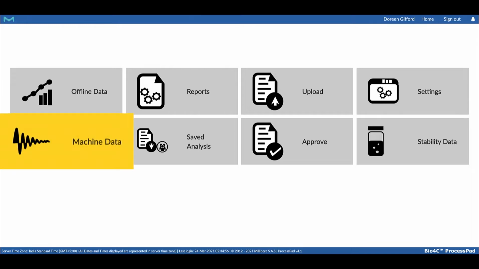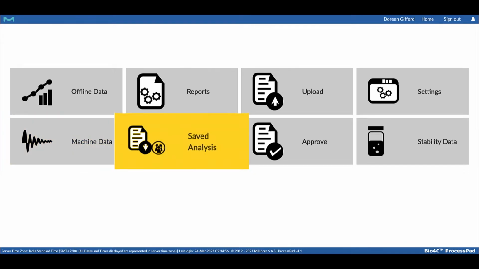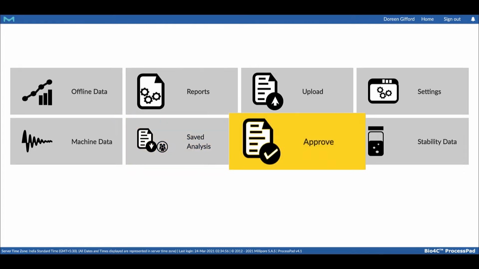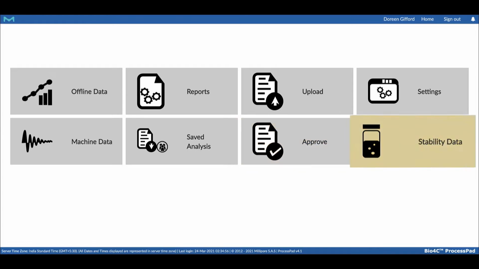Machine data. This product module provides access to and visualization of streaming near real-time data from process equipment. Saved analysis. Here you can access and share all saved reports. Approve. Batch datasets that have been uploaded into Bio4C ProcessPad get verified and approved by an approver here. Stability data. This product module provides trend analysis of stability data and shelf life estimation.